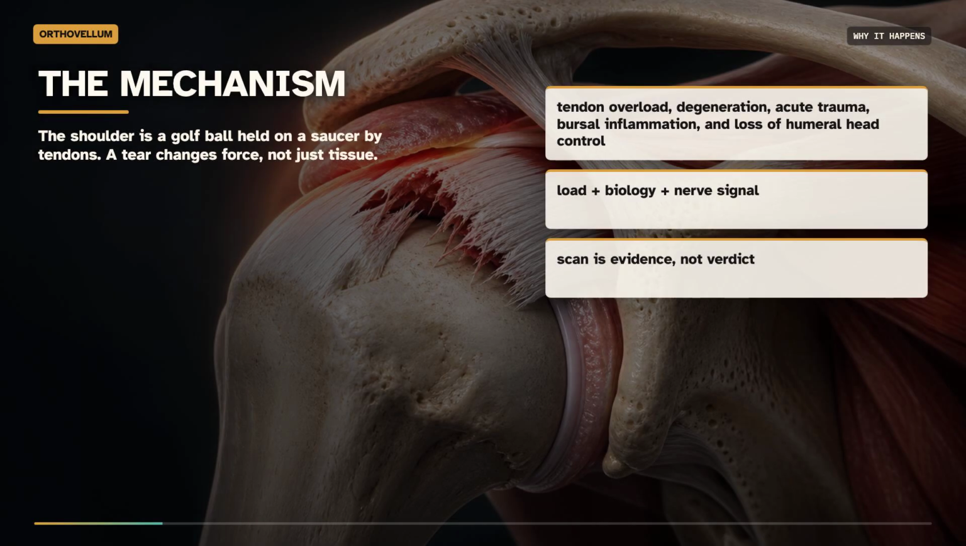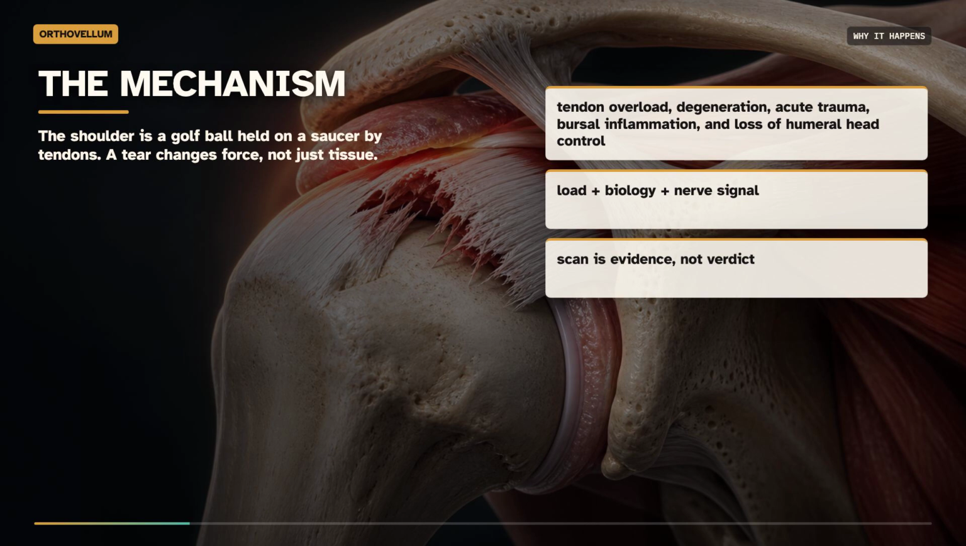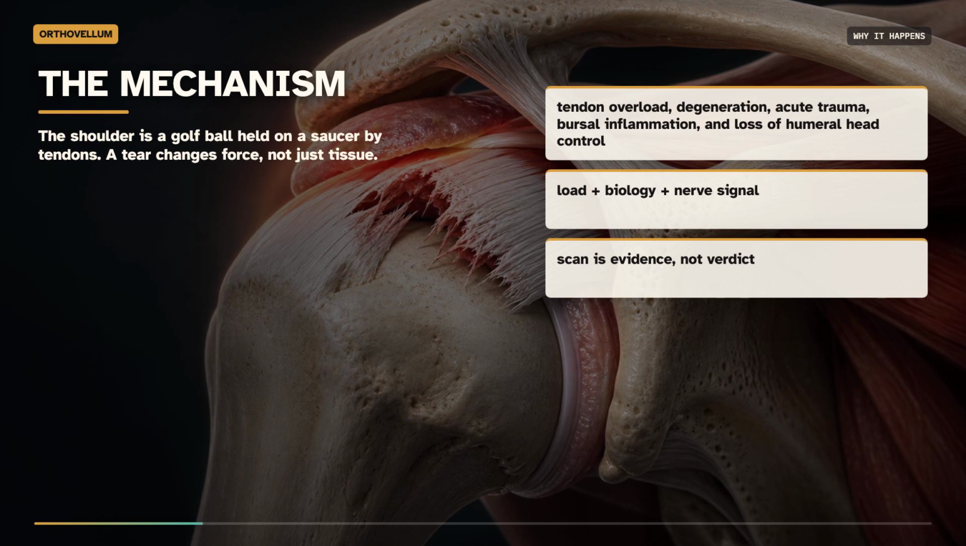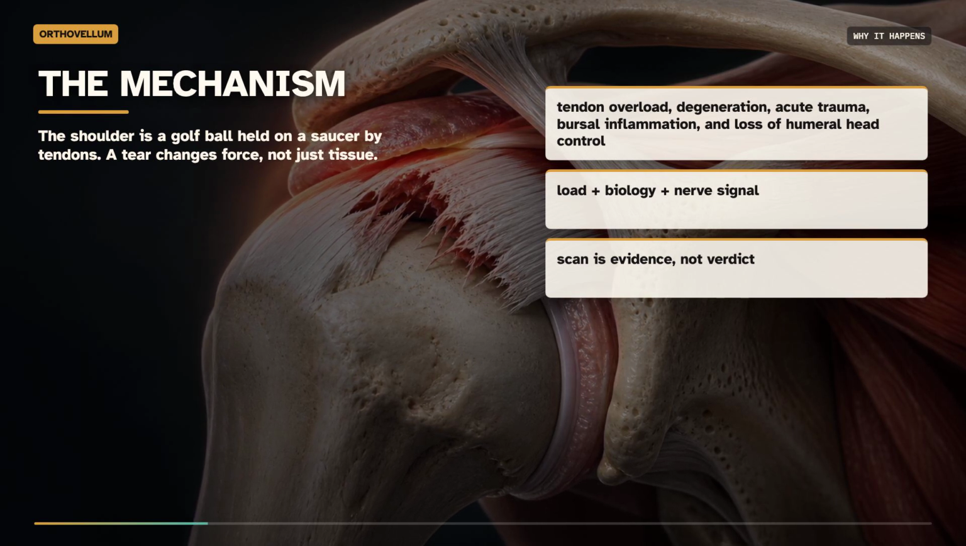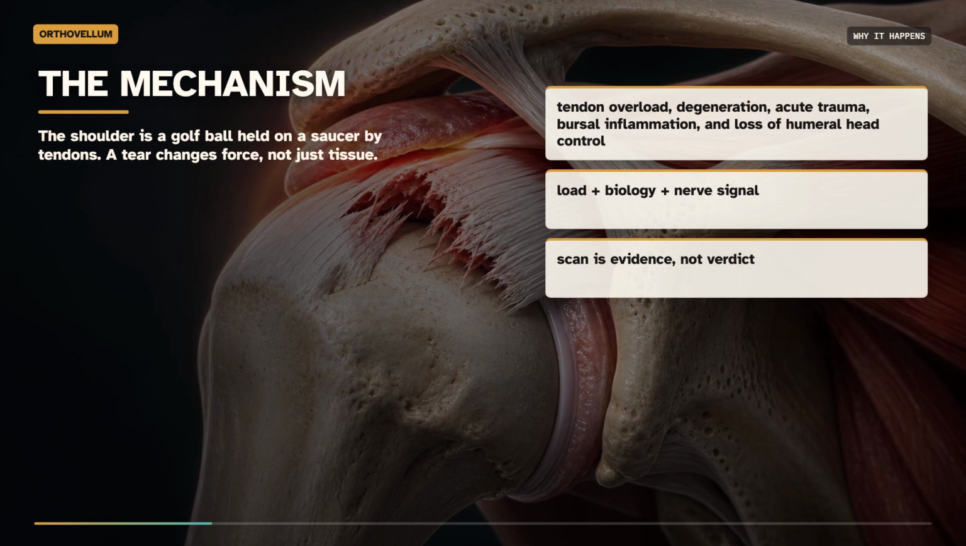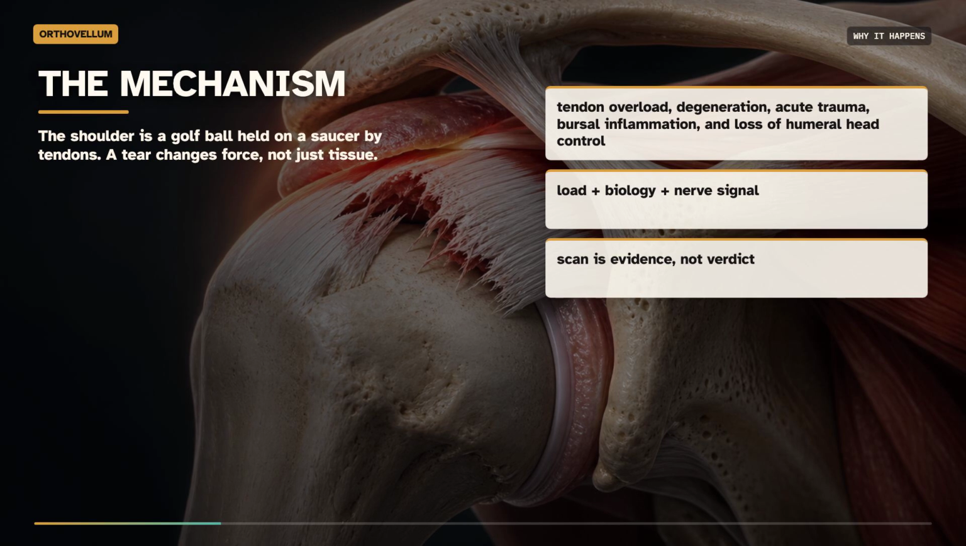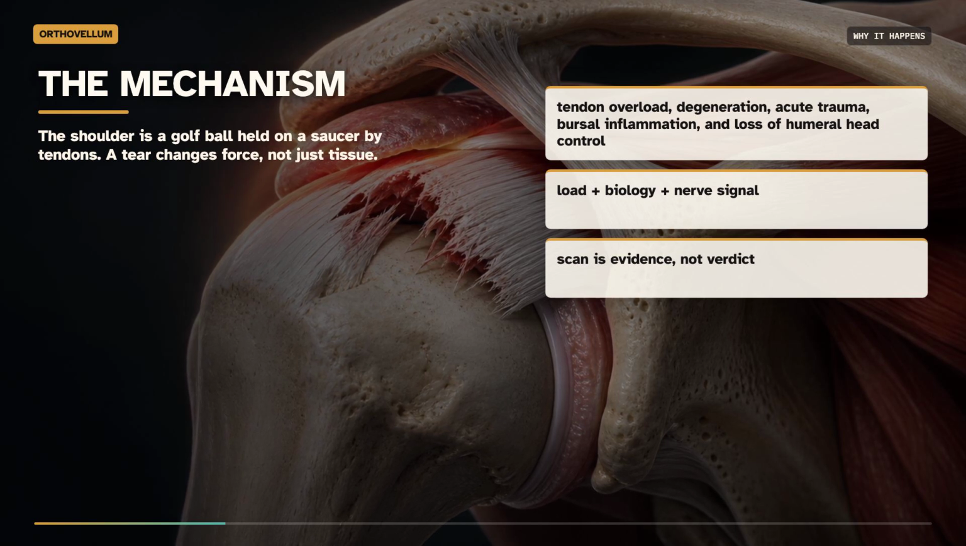The core mechanism is tendon overload, degeneration, acute trauma, bursal inflammation, and loss of humeral head control. This is why two people with similar images can feel very different. Tissue appearance, load, inflammation, nerves, strength, and confidence all interact. For the lay viewer, the question is not, what word is on the scan? The better question is, what system is failing? For the resident, the question is sharper. What is the pain generator, what is the structural risk, and what can safely wait?